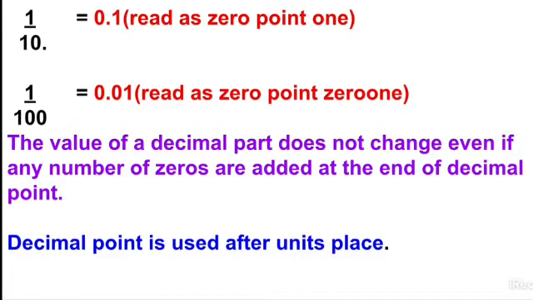Example: 1 upon 10 is equal to 0.1 and it is read as 0.1. 1 upon 100 is equal to 0.01 and read as 0.01. The value of the decimal part does not change even if any number of zeros are added at the end of the decimal part. The decimal point is used after the units place.